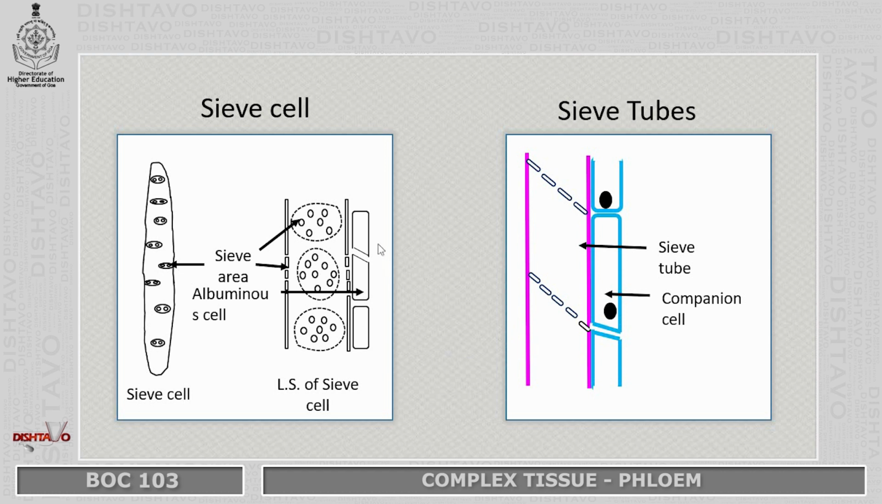This is the difference between the sieve cell and the sieve tube. Here you can see that this one is the primitive type and this is the advanced type. This one has an elongated cell, whereas this one forms a tubular structure. Secondly, this one shows the presence of albuminous cells, whereas this one shows the companion cell that lies adjacent to the sieve tube.